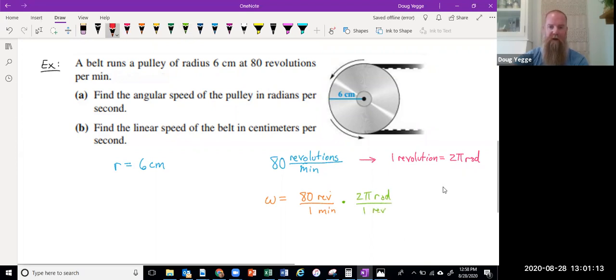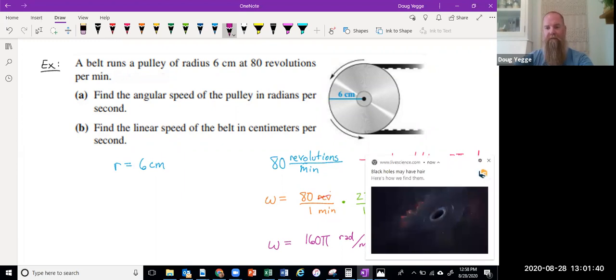And the benefit of doing that, obviously, is to cancel the revolutions, and all that's left is my radians per minute. So in this particular case, I find out that my angular speed is 160 pi radians per minute. Which makes sense if every revolution is 2 pi radians, okay? But now we want to find our linear speed.